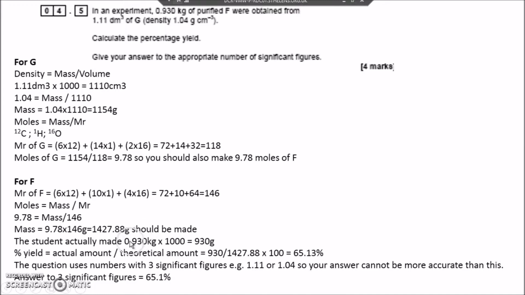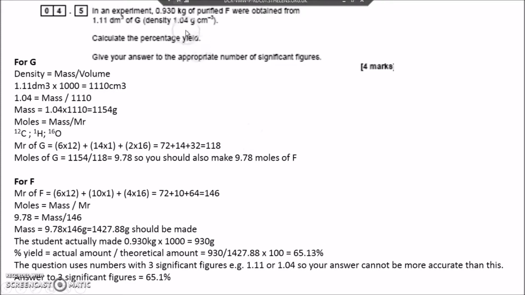My units don't match, so let's multiply this by 1,000 to get grams, kilograms down into grams, a larger unit into a smaller unit, that's 930 grams. So I actually made 930 grams, that's my actual yield, divided by what I should make, 1427, divide those two together, multiply by 100% equals 65.13%.